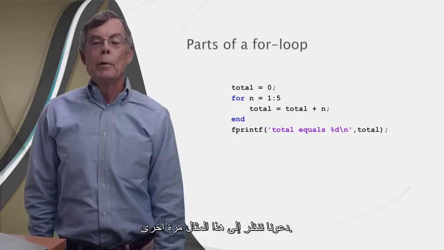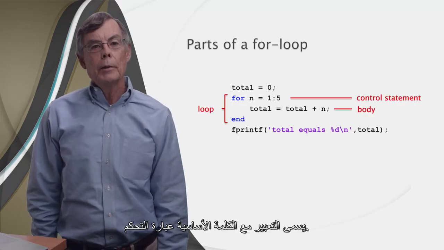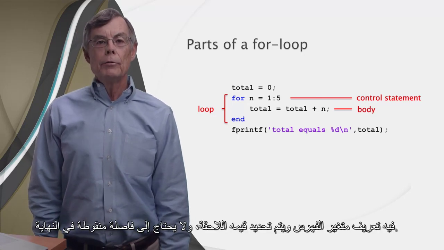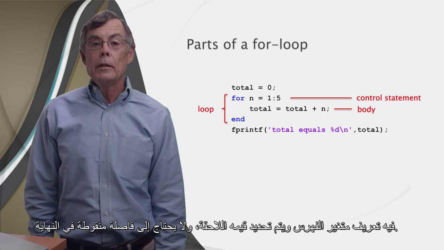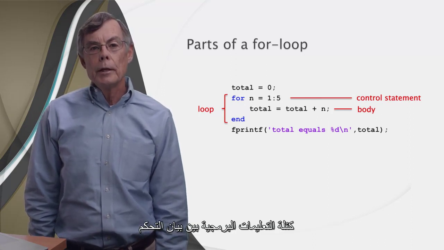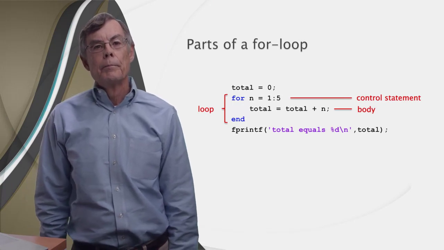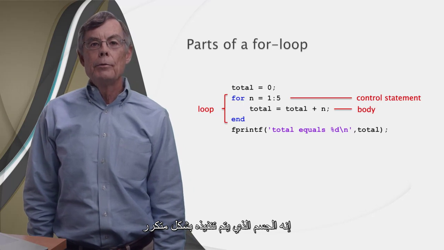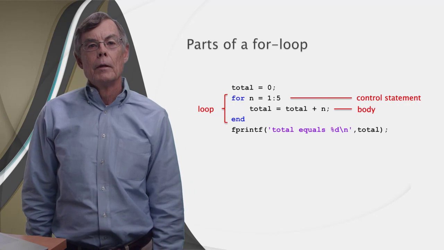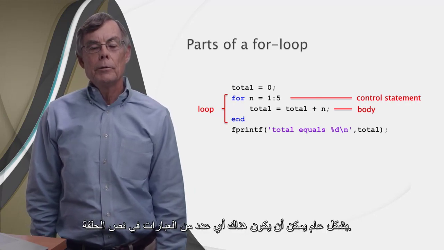Let's look at this example one more time. The expression with the for keyword is called the control statement. This is where the index variable is defined and its subsequent values are specified. And it doesn't need a semicolon at the end. The block of code between the control statement and the end keyword closing the loop is the body of the loop. It's the body that gets executed repeatedly using successive values of the loop index. Here the body is a single statement, but in general there can be any number of statements in the body of a loop.